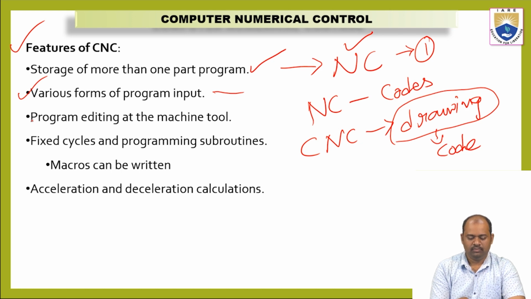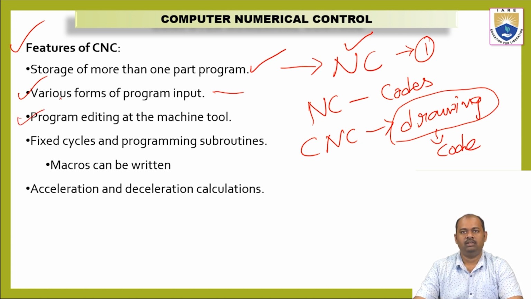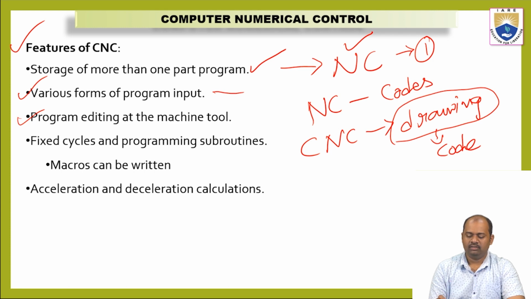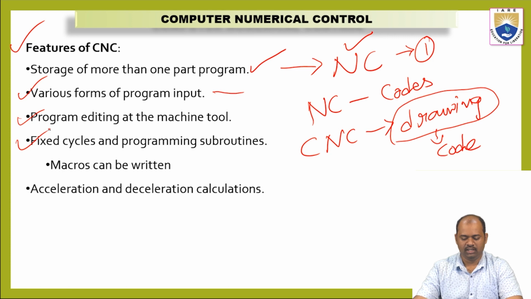And then the third point is program editing at the machine too. Because of the advancement in technology and programming, the program can be edited dynamically at the machine itself. When the machine is working, we can change or modify the code so that we can get the required output. And then the next point is fixed cycles and program subroutines.